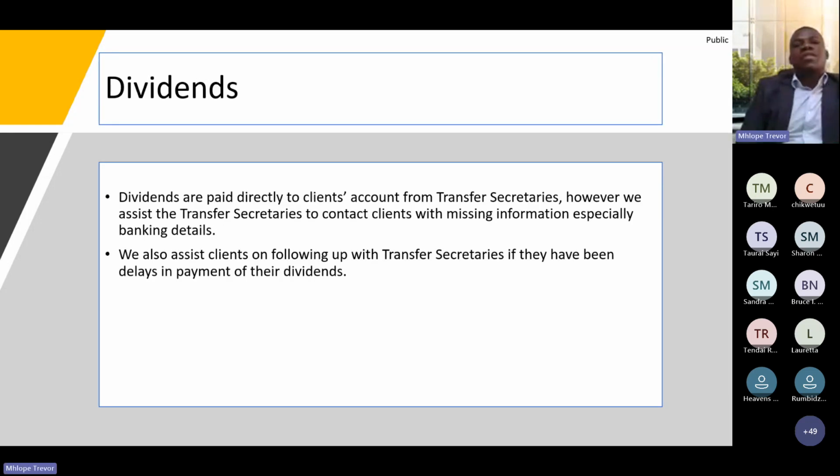We move on to dividends. Dividends are paid directly to clients' accounts from transfer secretaries. However, we assist those transfer secretaries with your account details. If you change your bank account, we can help you get in touch with the transfer secretary so that they can update your banking details in their system. So it's to help you to receive these dividends.